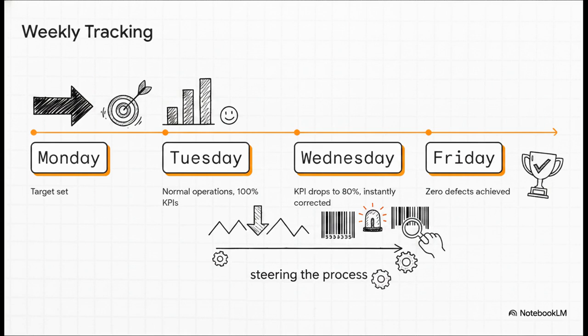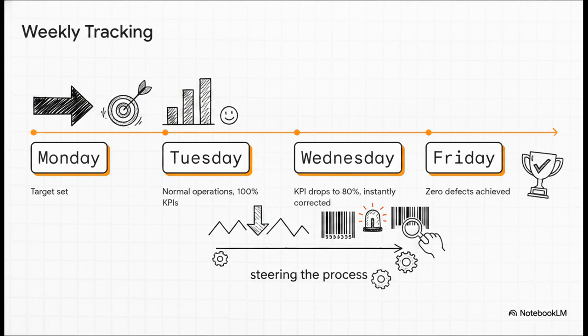Monday, the target is set. Tuesday, normal operations. Both leading KPIs are sitting pretty at 100%. But on Wednesday morning, during the daily huddle, the team sees that leading KPI 1, that barcode scan routine, dropped to 80% during the previous night's shift.